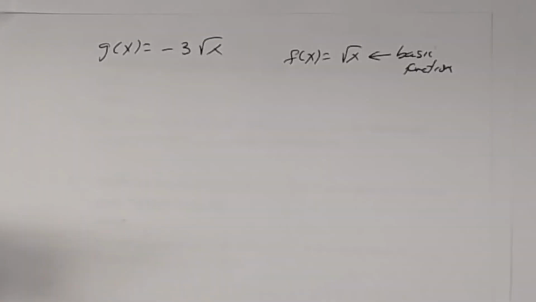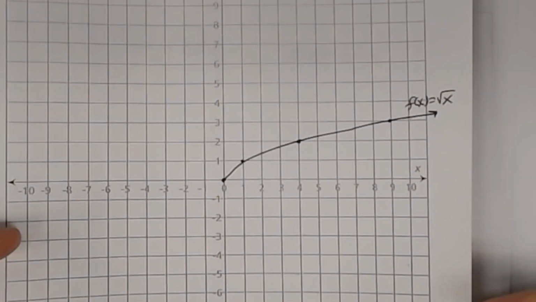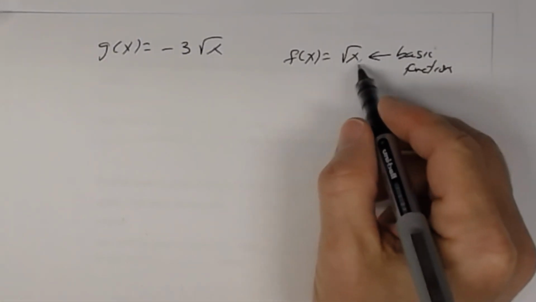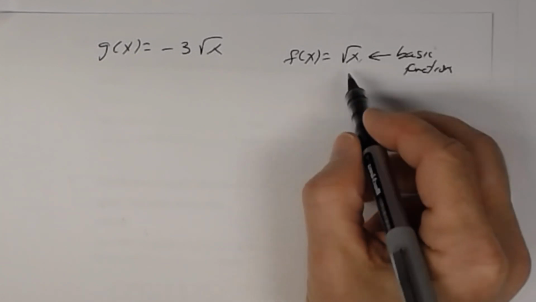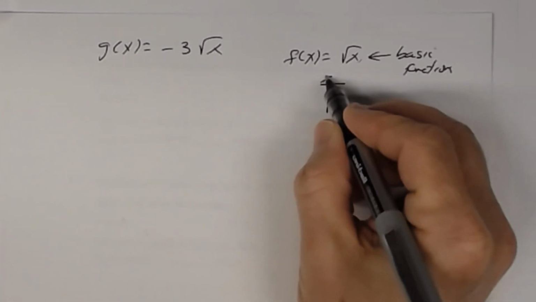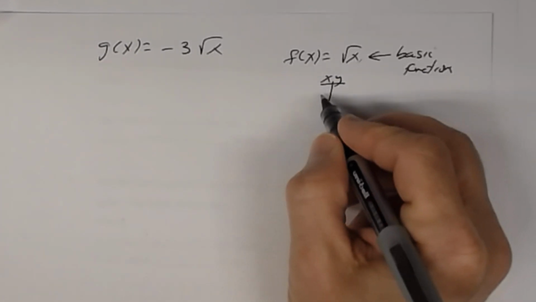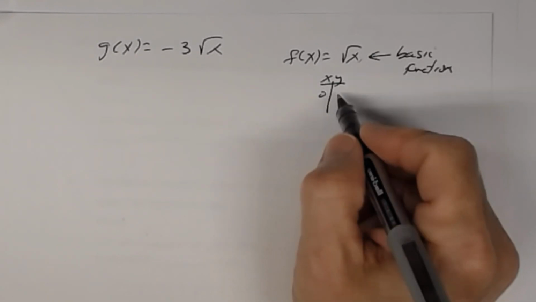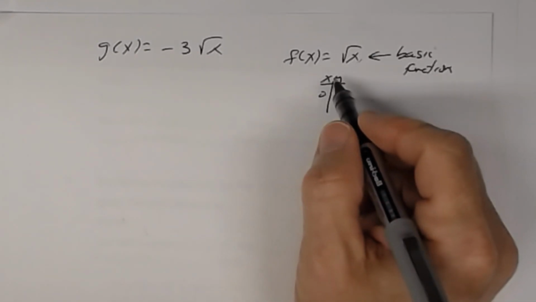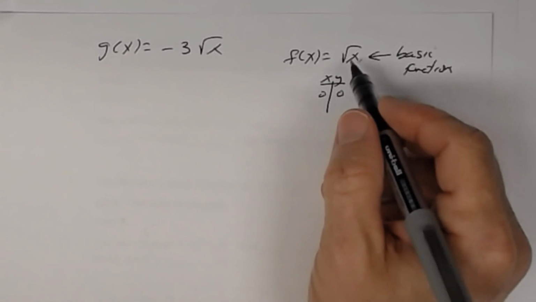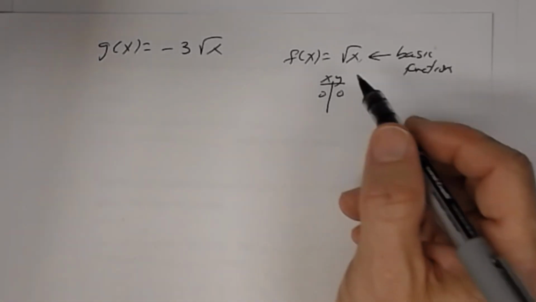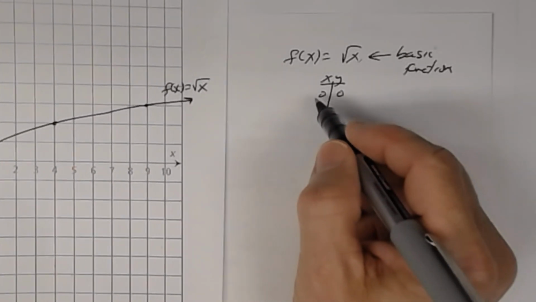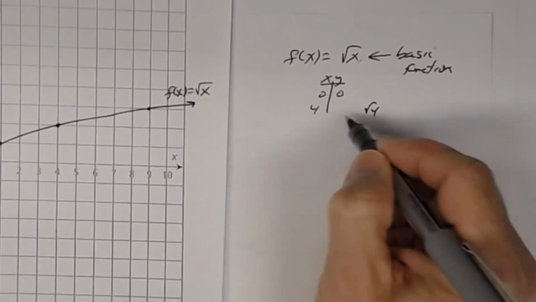And the graph of the parent function looks like this. So if you were to graph it, this is what it would look like. And so remember how we did this. You can only take the square root of a positive number or 0. So when I use the t-table, if x is 0, the square root of 0 is 0. And I used nice numbers for x. These square roots, I'm using perfect squares. So when x is 4, I get the square root of 4, which is 2.